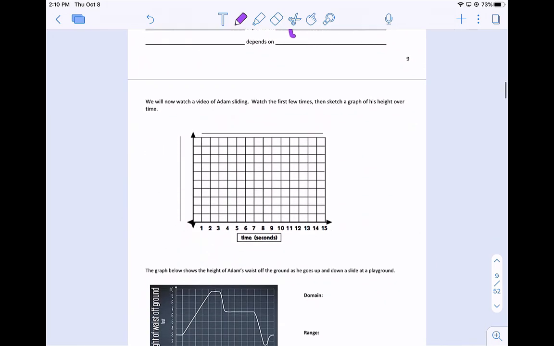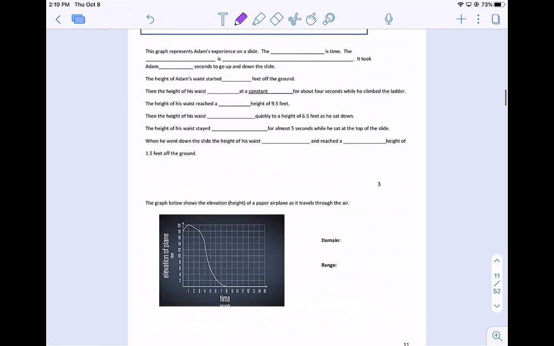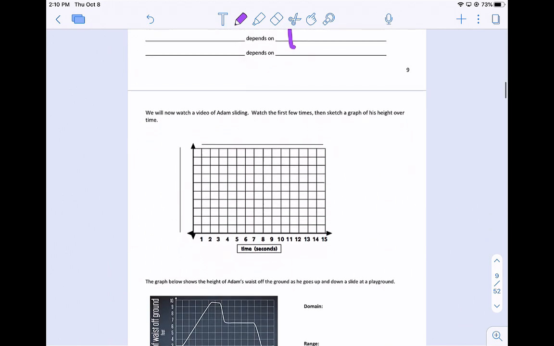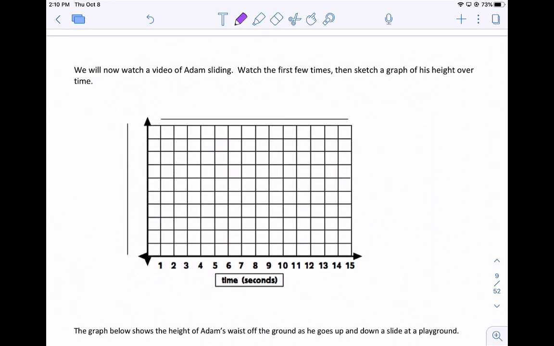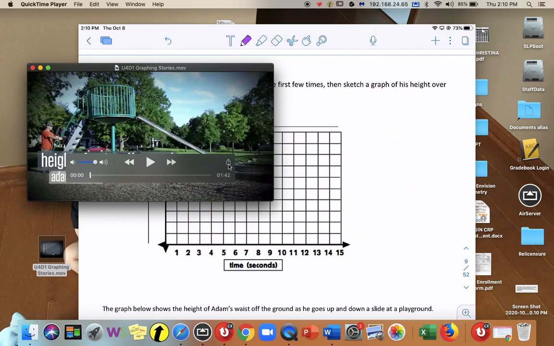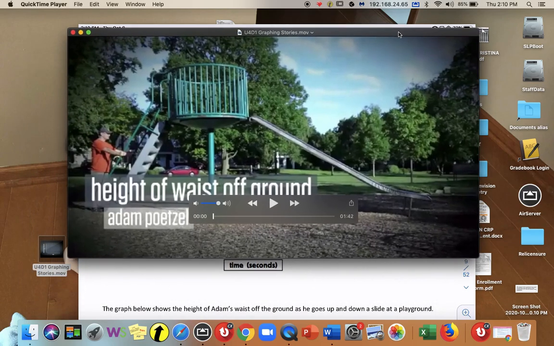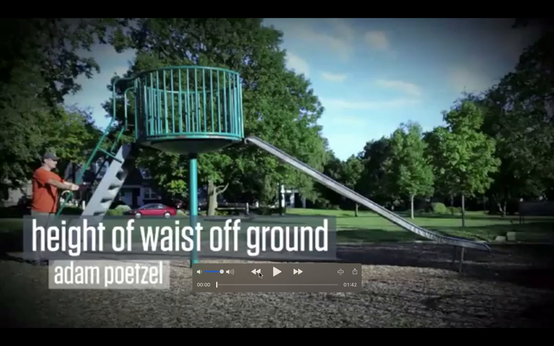Okay, the almost last thing that we're going to do today is we're going to take a look at story problems, and we'll talk about independent and dependent variable in relation to that. So it says, now we're going to watch a video of Adam sliding. Watch the first few times, and then can you sketch a graph of his height over time? All right, so let's take a look at this video. It's called Graphing Stories. Let's see if I can maximize this here. Ah, there we go. All right, so let's watch the video first, and I'm going to play it a few times. We're going to see if you can graph this.